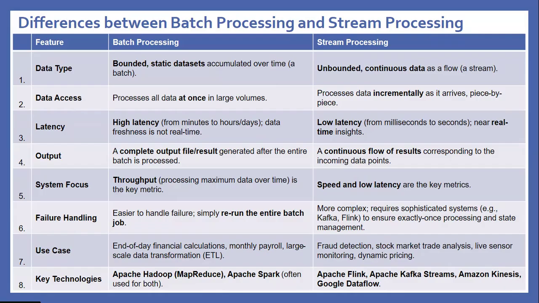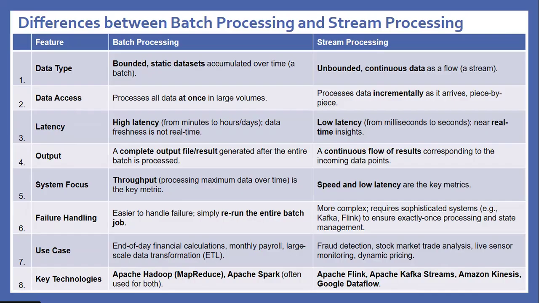Hi friends, in the continuation of data science interview question answer series, we are moving to the question: difference between batch processing and stream processing. Data types: in batch processing, bounded static data set accumulated over time, a batch. Stream processing, unbounded continuous data as flow, a stream. Data access: batch processing processes all the data at once in large volume. In stream processing, it processes data incrementally as it arrives, piece by piece.